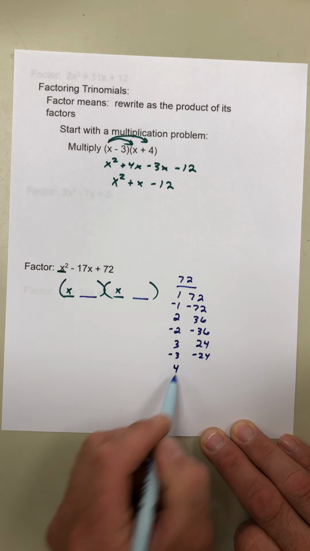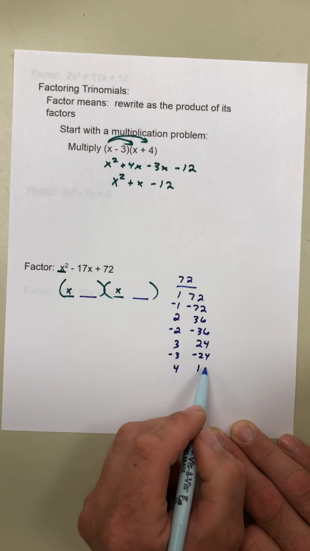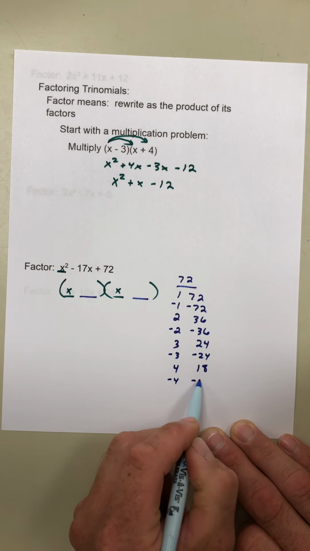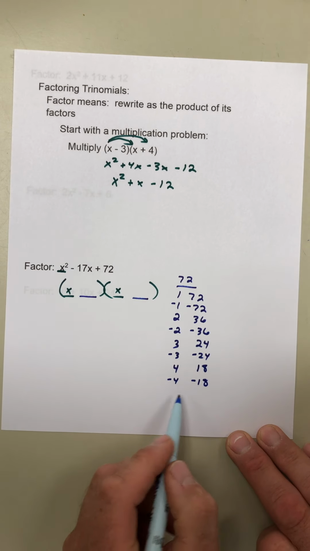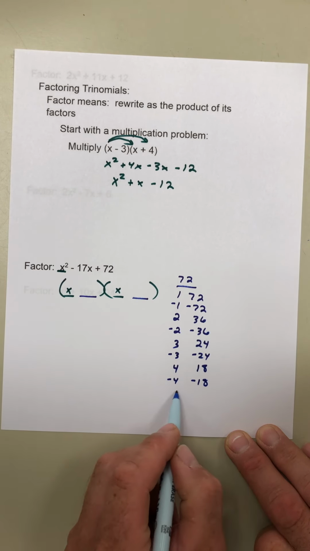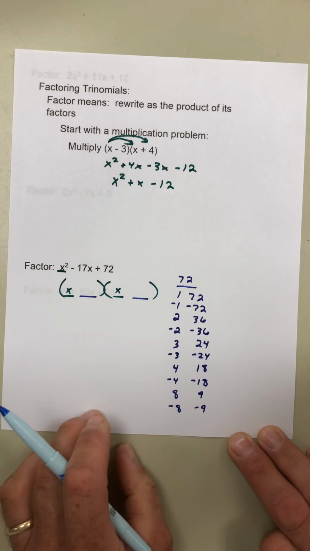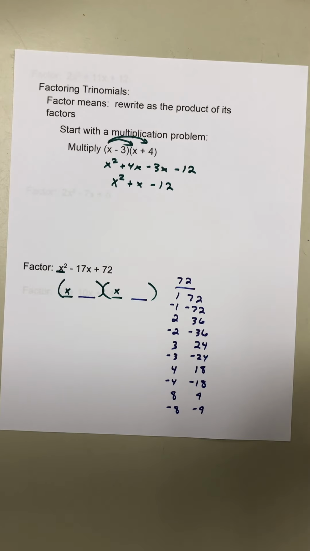We could do 4. 4 is going to give us 18. So we've got negative 4 and negative 18. 5 doesn't go in, 6 doesn't, 7 doesn't. We've got 8 and 9, and then negative 8 and negative 9. Good heavens, look at that list. So which ones do we choose?